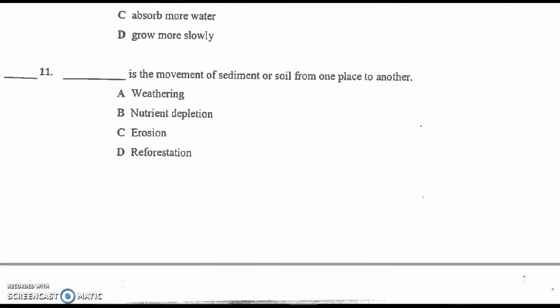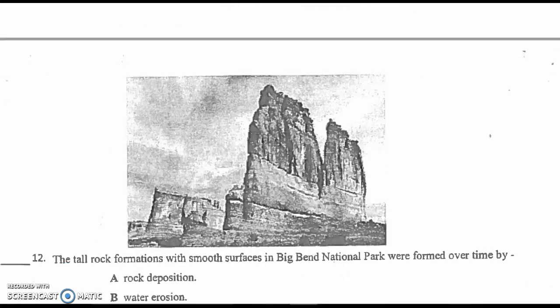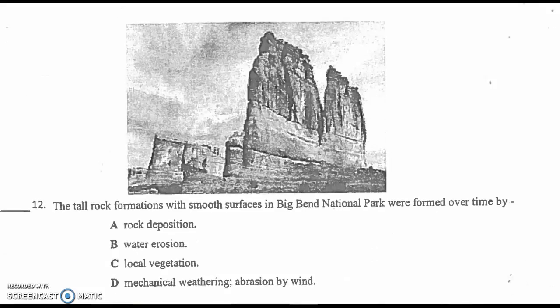Number 11. Blank is the movement of sediment or soil from one place to another. A, weathering. B, nutrient depletion. C, erosion. D, reforestation.